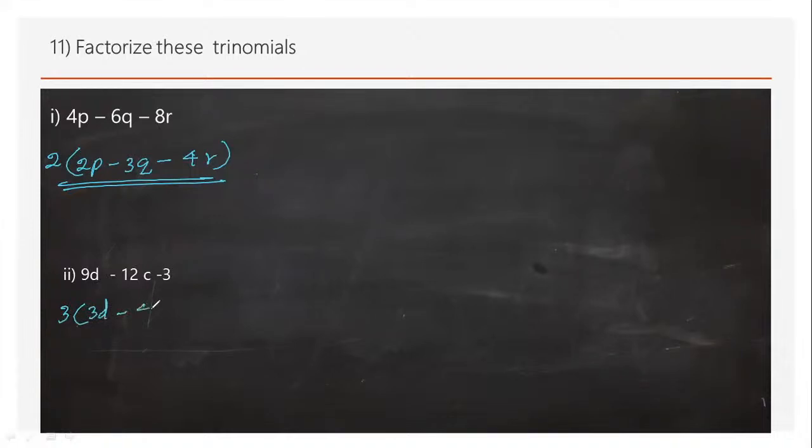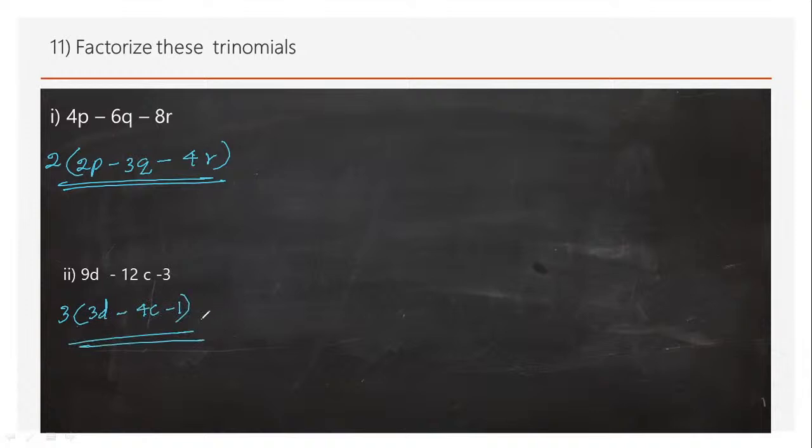Factorize these trinomials. 4p, 6q, 8r. So the common factor is 2 here, right? Take it out. 4p divided by 2, that is 2p, minus 6q divided by 2, 3q, minus 8r divided by 2, 4r. This is the answer: 2p minus 3q minus 4r. 9d, then you can take the 3 out. 9d divided by 3, 3d, minus 12 divided by 3, 4c minus 1.